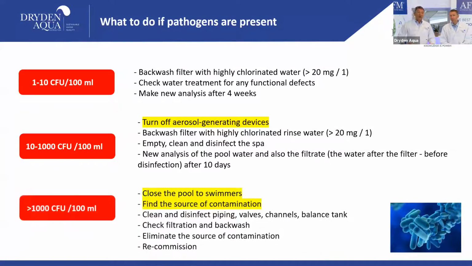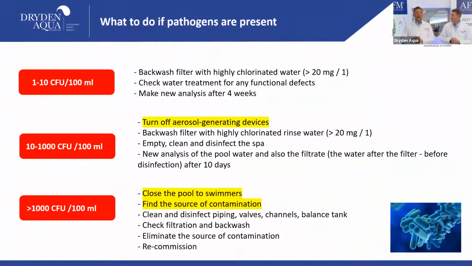If you're above 1000, you have to close the pool. I mean, really close the pool, because then it can be really dangerous. And you have to find the source of the contamination. How you do this is what they wrote here. Again, this is not coming from Philip, not from me, it's coming from our Swiss norms: clean and disinfect piping. It's not an easy one. We'll have a look. Valves, channels, balance tank, check filtration and backwash.